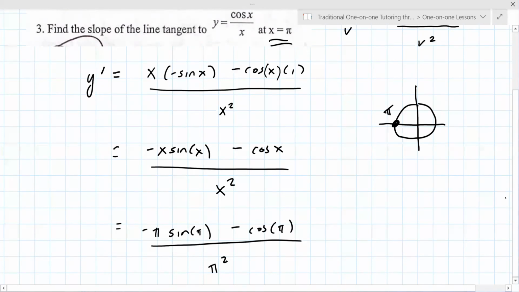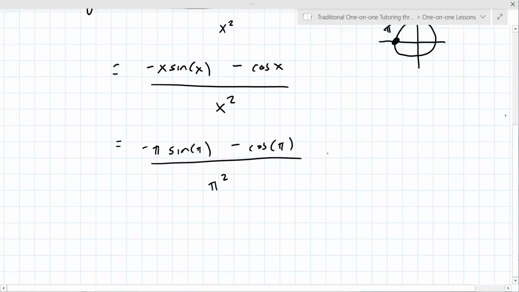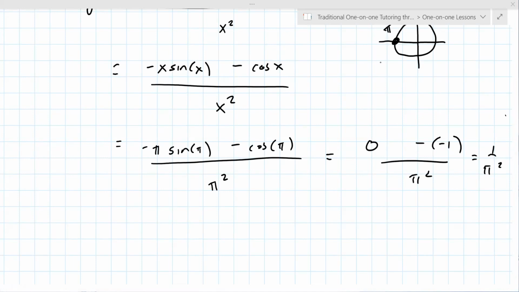Yep. So sine of pi, that's your y value, that's 0. So this first thing goes to 0. And then cosine of pi is -1. So 0 minus, or plus 1, over pi squared. So it just becomes 1 over pi squared. You just leave it like that. Yep, that is totally completely correct.